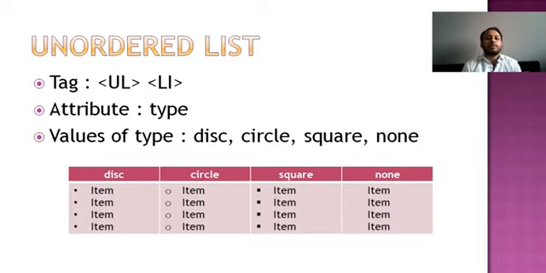There is one attribute used with this list, that is type. Type is used to describe the type of bullet inserted in the list. The values used with the type attribute are disk, circle, square, or none. Disk means the solid bullet, circle means the empty bullet, square means the square bullet, and none means no bullet will appear, only the items.